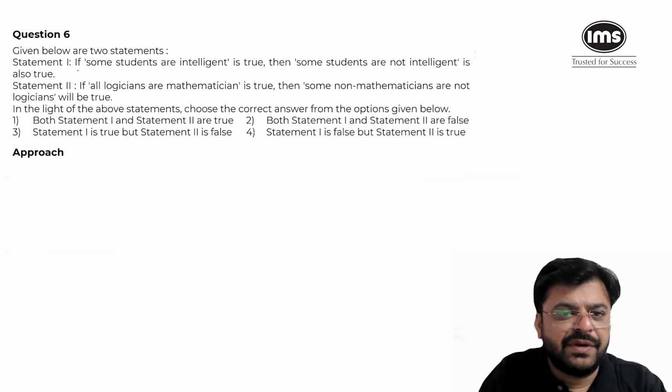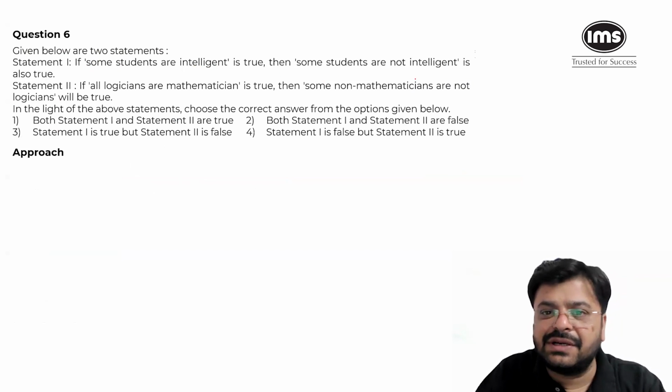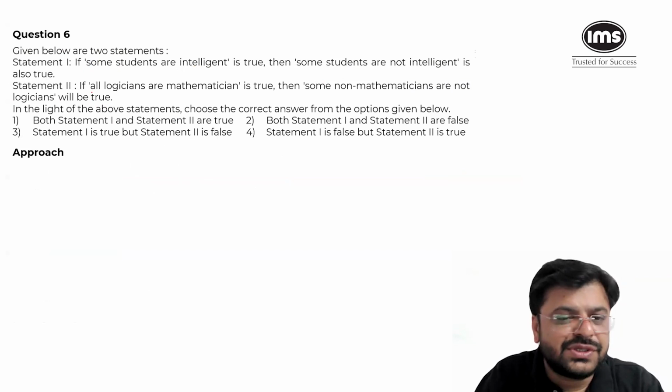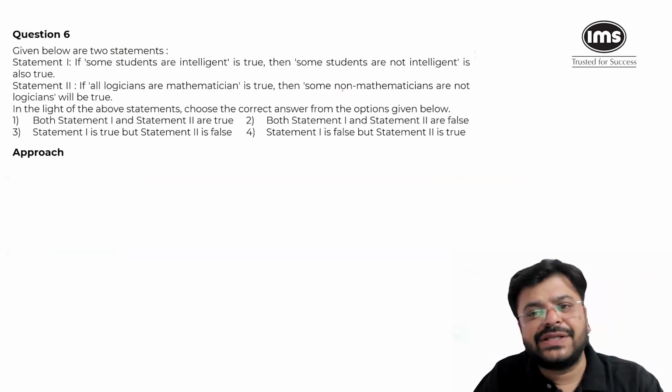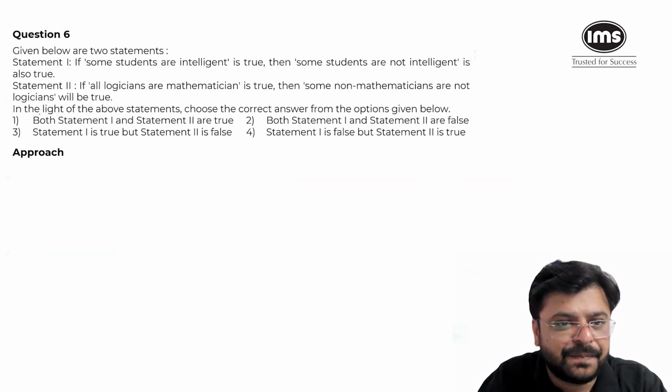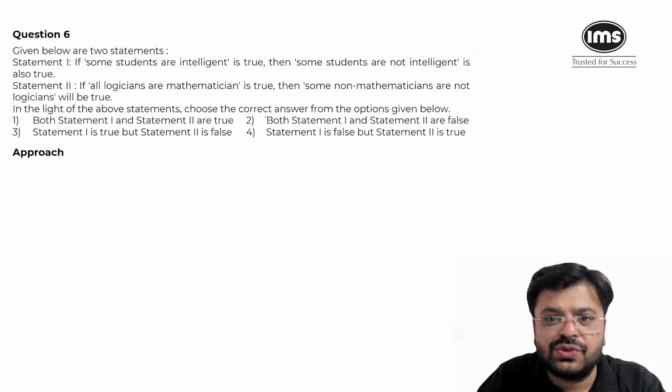Given below are two statements. Statement 1: if some students are intelligent is true, then some students are not intelligent is also true. Statement 2 says, if all logicians are mathematicians is true, then some non-mathematicians are not logicians will be true. In the light of the above statements, choose the correct answer from the options given.